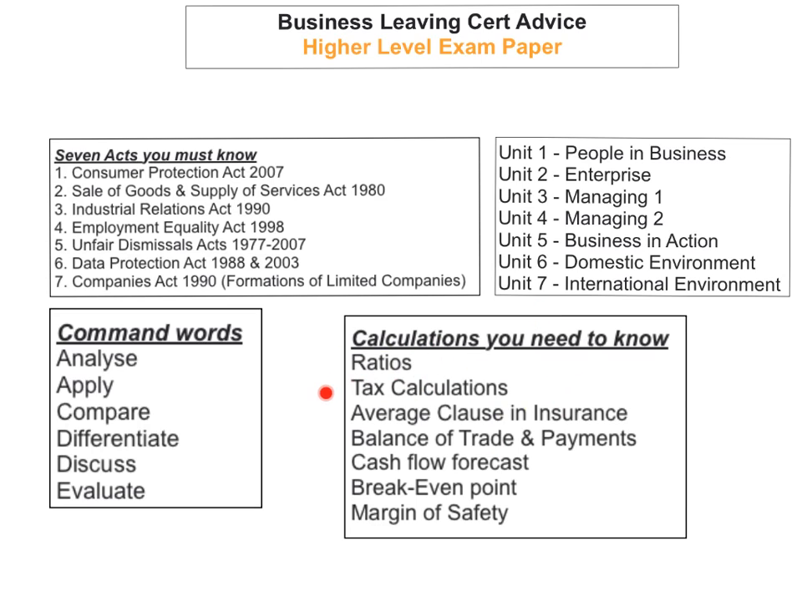The second one is any tax calculations. The third one, I think, is the average clause, which you'll find in insurance. You need to be able to do the balance of trade and the balance of payments. You need to be able to work out cash flow forecasts, break-even points, and margin of safety. They're really, really important. You can do all of these calculations, and if you can't do them, then you need to go to the various chapters, the one you can't do, learn it, and be able to do it for when it gets to the exam.